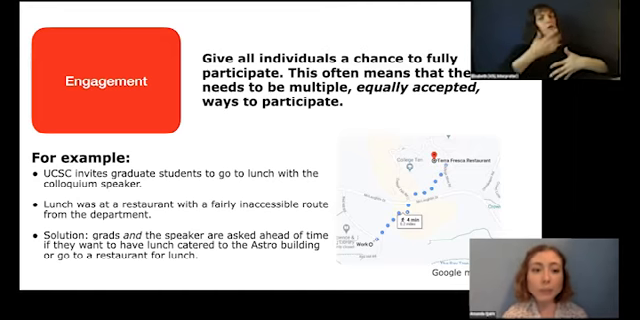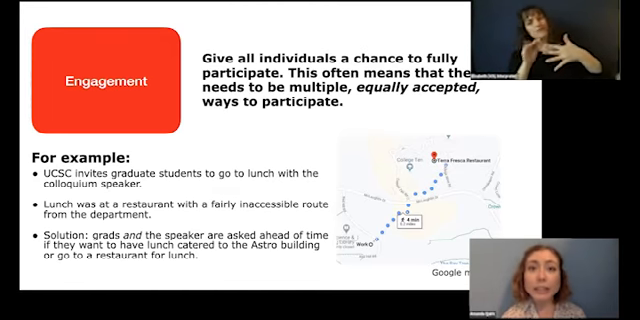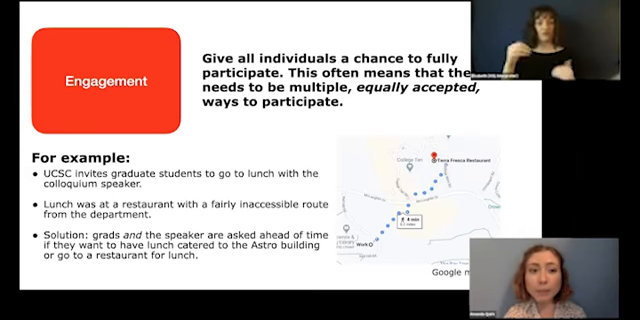So for example, UC Santa Cruz has a weekly colloquium, and graduate students sign up to have lunch with the speaker. And lunch is held at a restaurant that is separate from the astronomy building. I've included a screenshot of the Google Maps path on my slide. Google Maps says that it's a 4-minute walk from the astronomy building to the restaurant. But what the screenshot doesn't show is that this path is up a fairly steep hill and requires going up 2 flights of stairs.